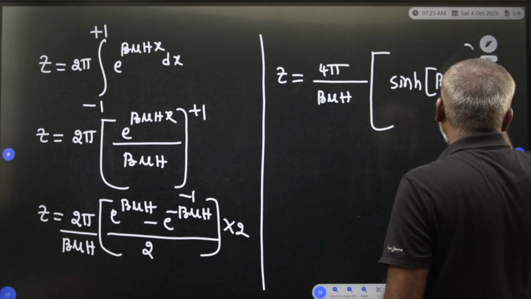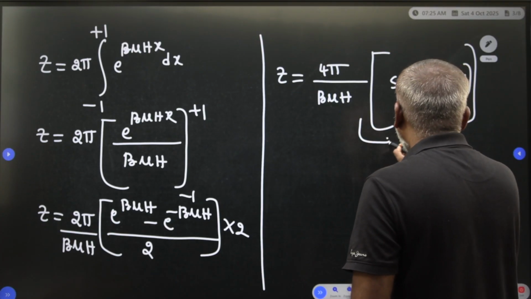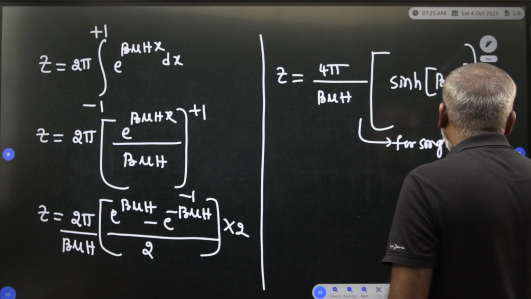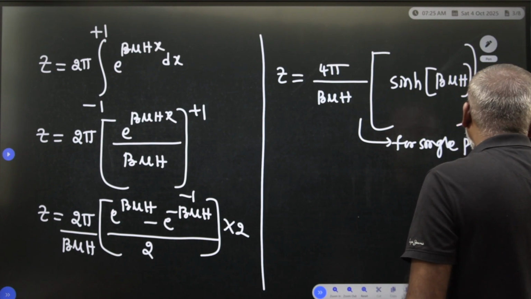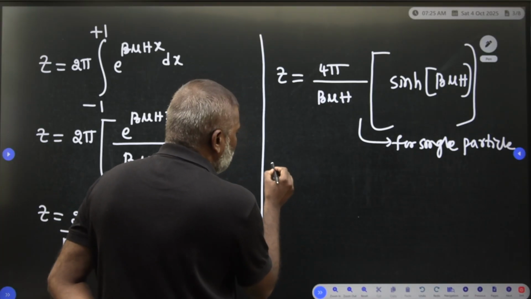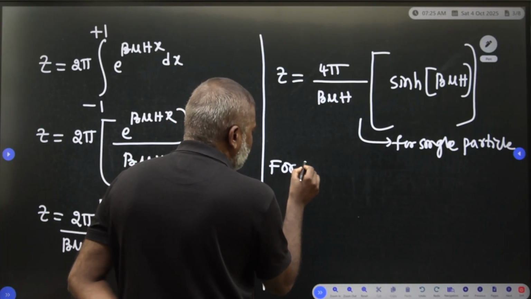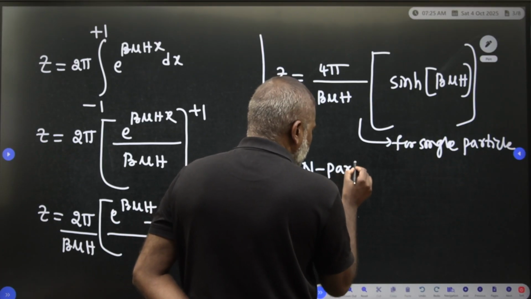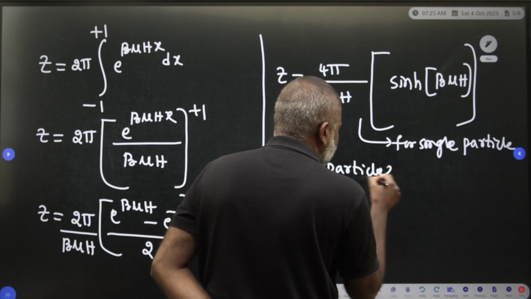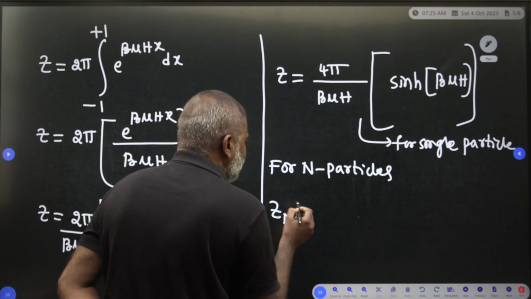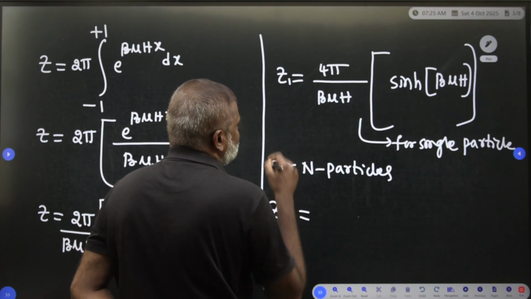This is the partition function for a single particle. For n non-interacting particles with spin moments, the partition function is Z1 to the power of n.